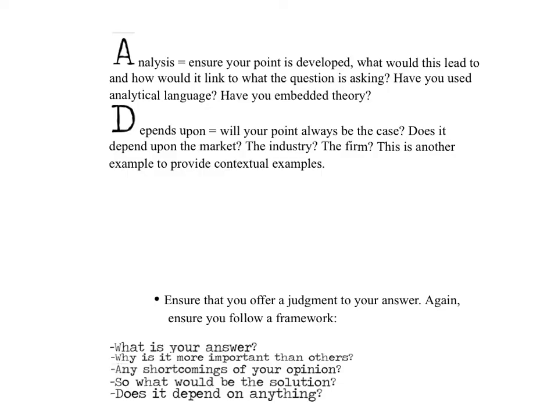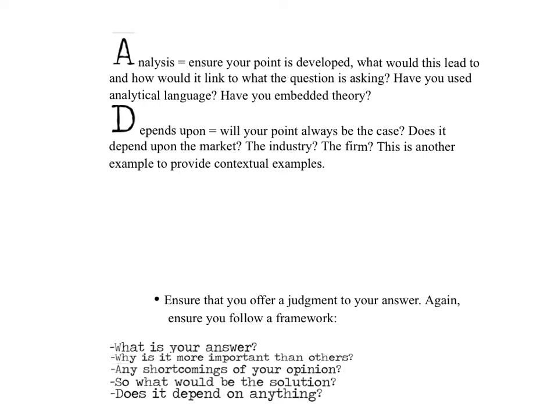Your analysis: ensure your point is developed. What would this point lead to, and how would it link to what the question is asking? What would it ultimately mean? Have you used analytical language? So have you said, for example, how significant it would be to the point or to what the question is asking? Have you embedded theory?